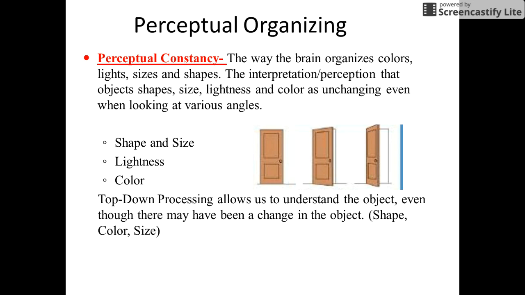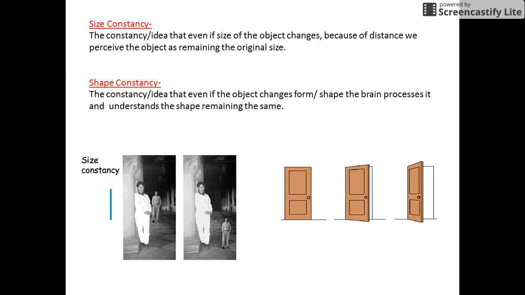So if you see this door in this picture here, okay, we know it's a rectangle. Even though you pull the door open and it now appears to have a different shape, the door still remains a rectangle. Okay. First one we're going to talk about is size constancy.